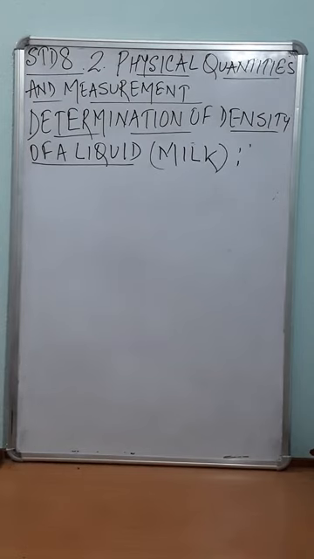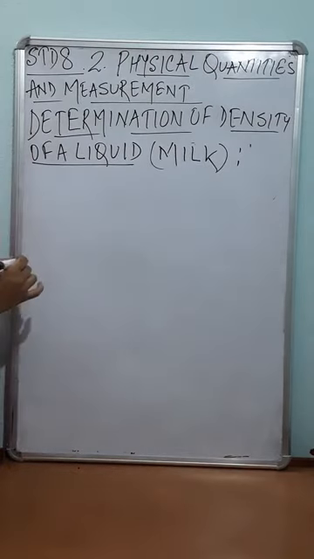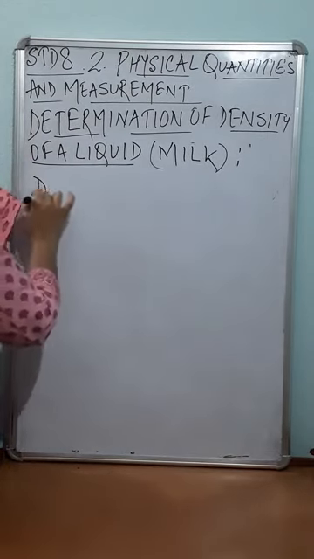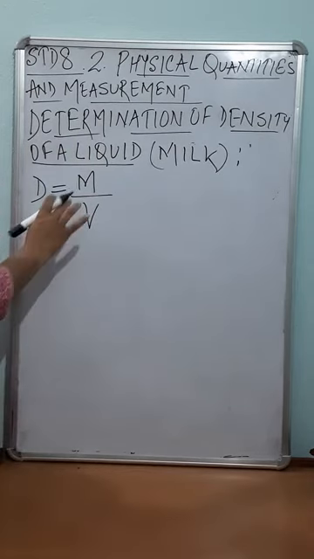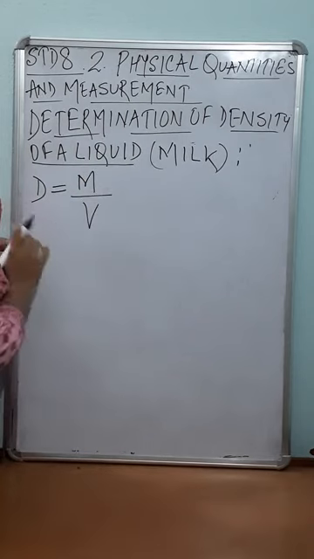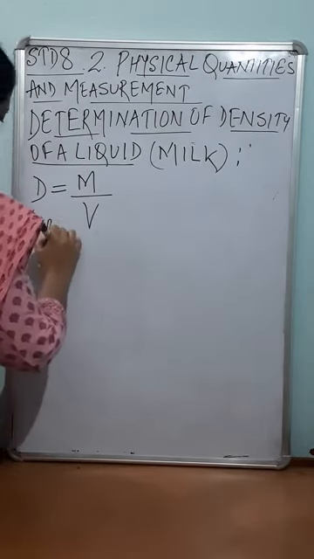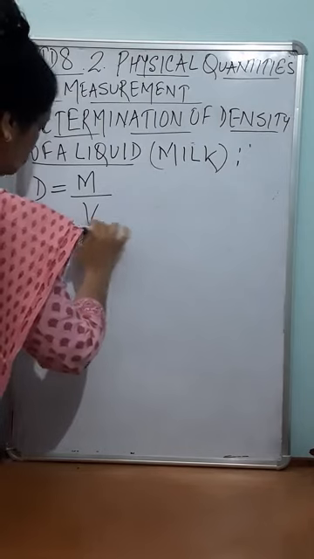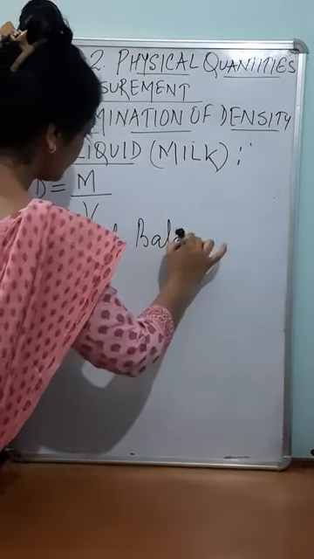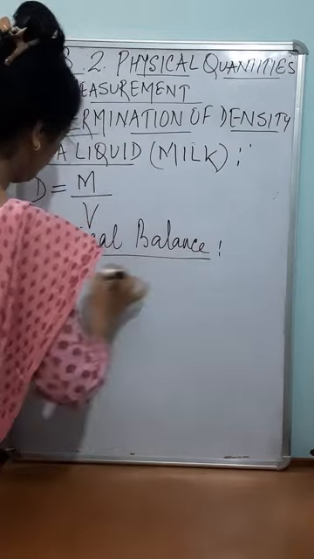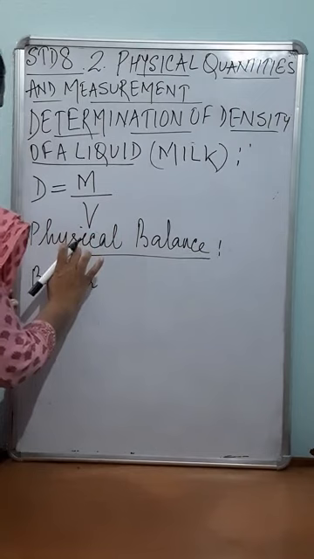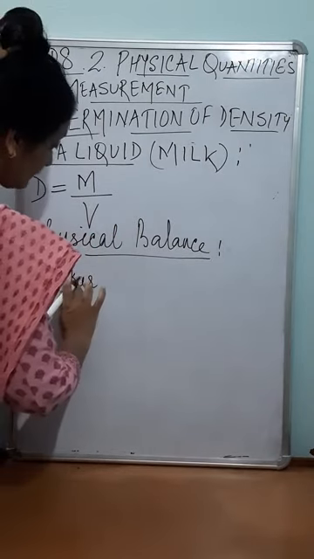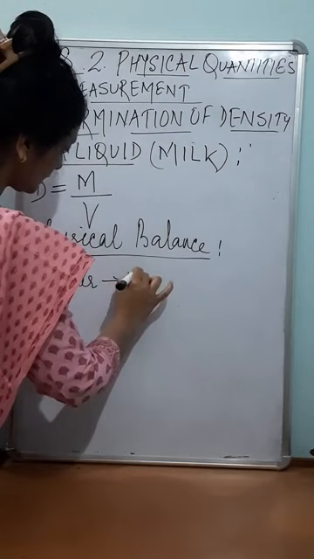Next is determination of density of a liquid, for example, milk. Once again, the formula remains the same: density is equal to mass by volume. To find out the mass of a liquid, we will use a physical balance. What we do is take a beaker and take its mass using a physical balance. Let the mass of the beaker be M1.